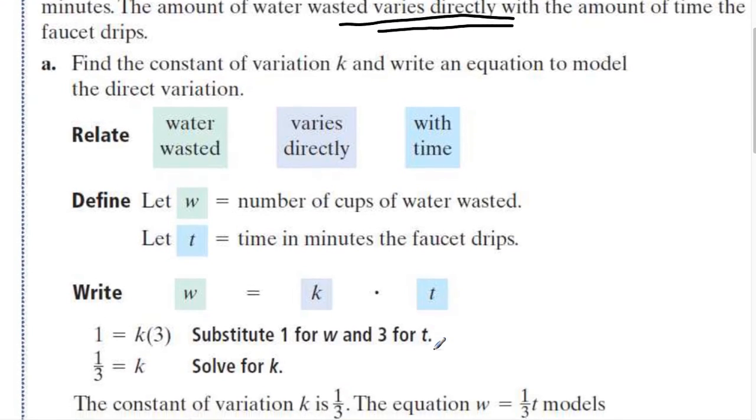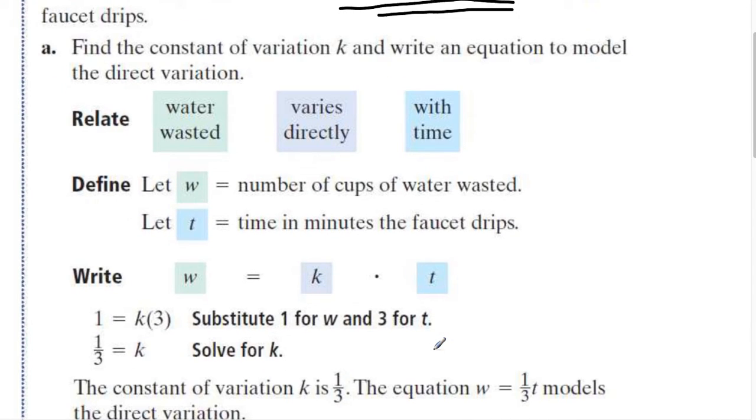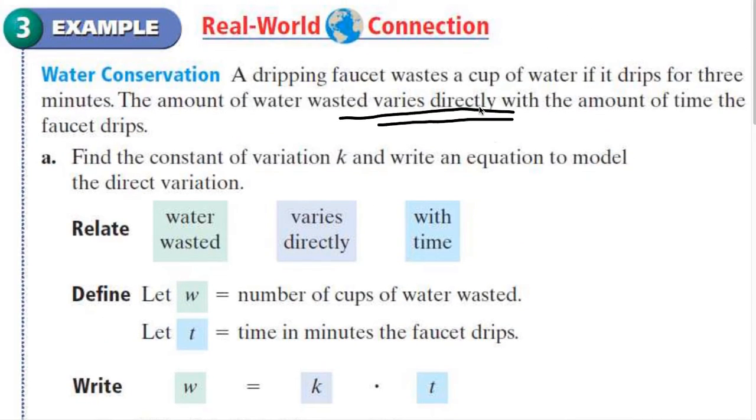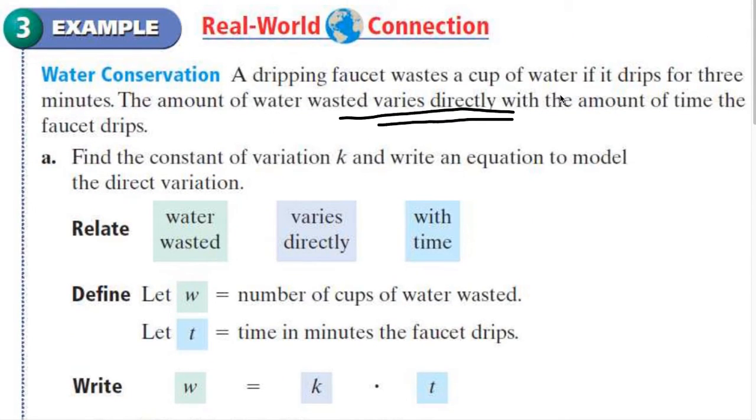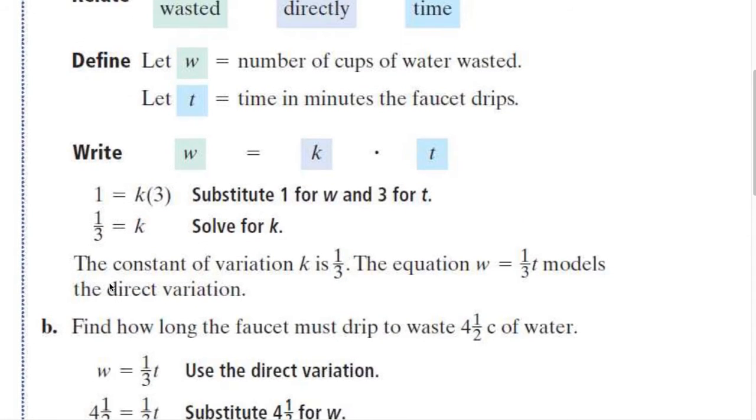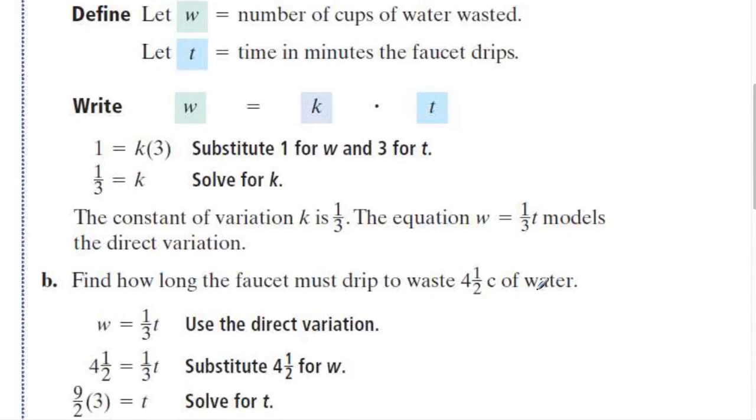And we're told that a dripping faucet wastes 1 cup of water if it drips for 3 minutes. So the amount of water wasted is 1 cup, the time is 3 minutes. So we have 1 equals K times 3. The constant of variation is 1/3, and so W equals 1/3 T is the equation.